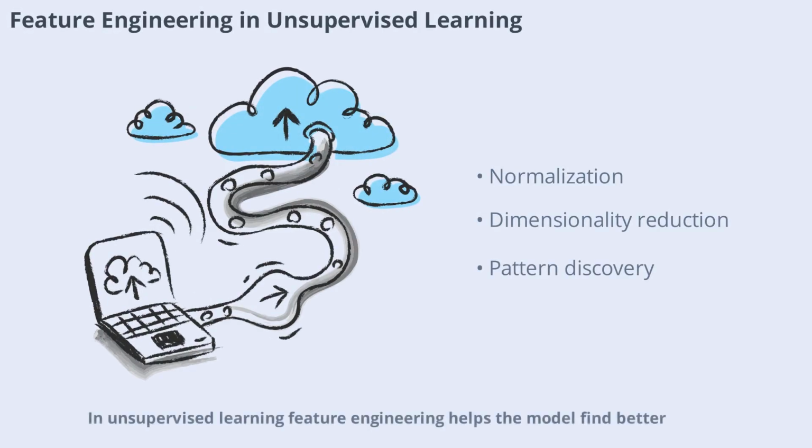In unsupervised learning, feature engineering helps the model find better patterns by highlighting important aspects of the data. This might involve normalizing values, reducing dimensionality, or extracting key characteristics. Good feature engineering can reveal hidden structures and improve the quality of the results.